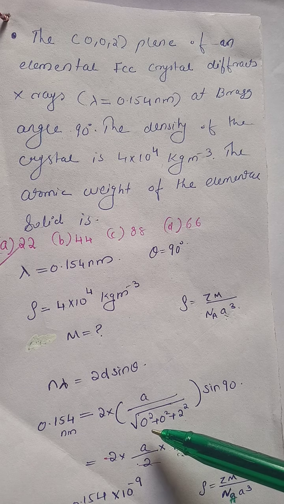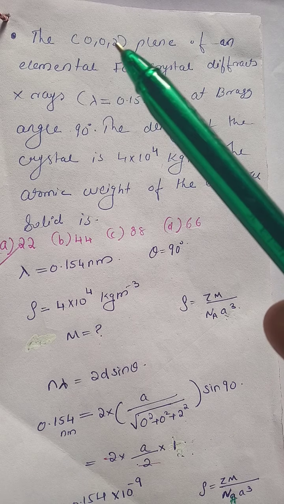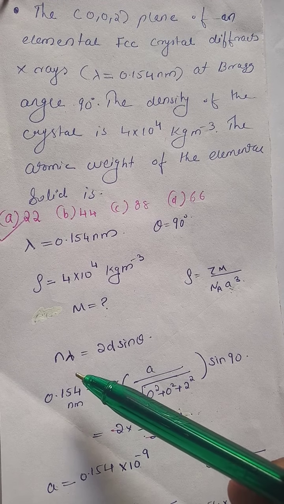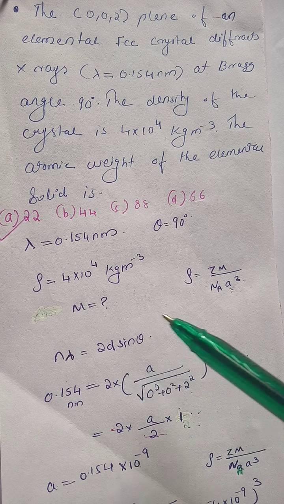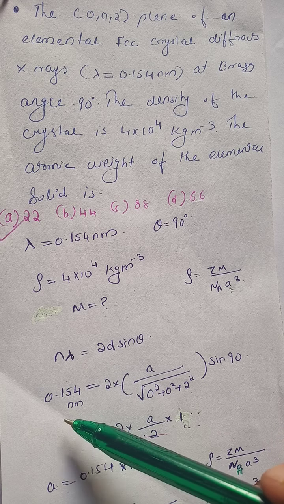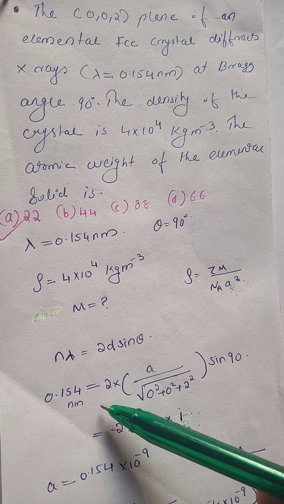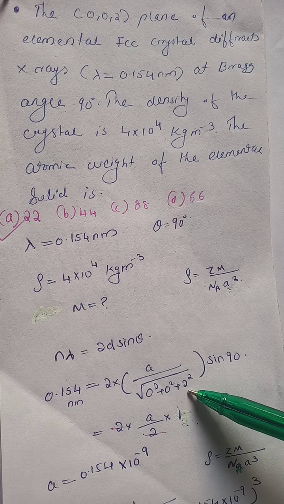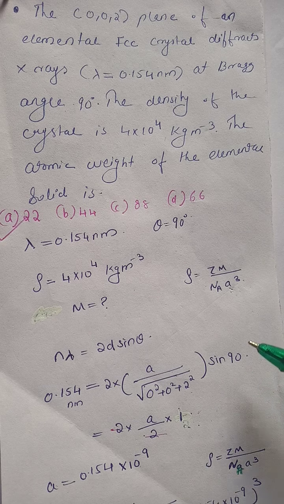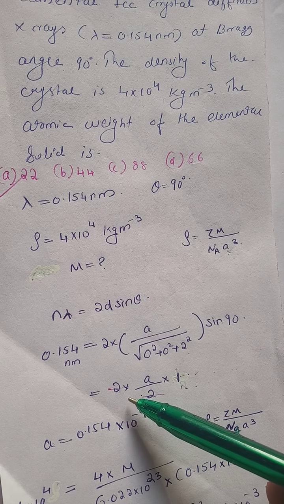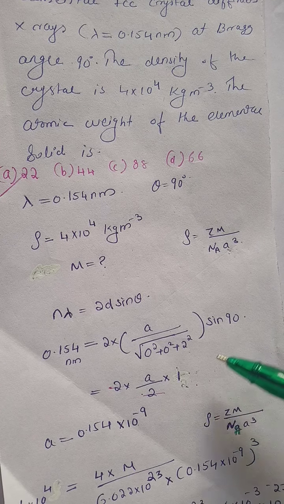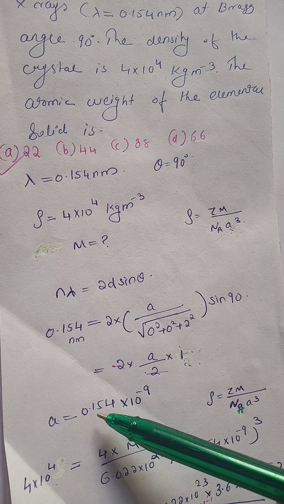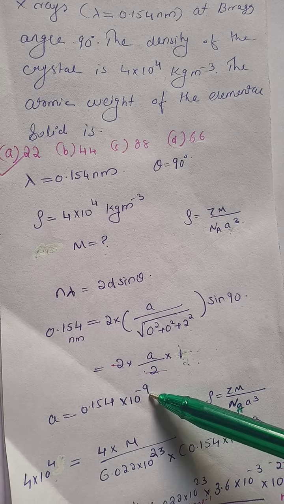Here the given plane is 0, 0, 2. Substituting here, n lambda, the refractive index is not given, so we take it as 1. Lambda equal to 0.154 nanometer equal to 2 into A by root 0 square plus 0 square plus 2 square into sin 90. That is equal to 2 into A by 2 into sin 90, so the edge length A is equal to 0.154 × 10^-9.